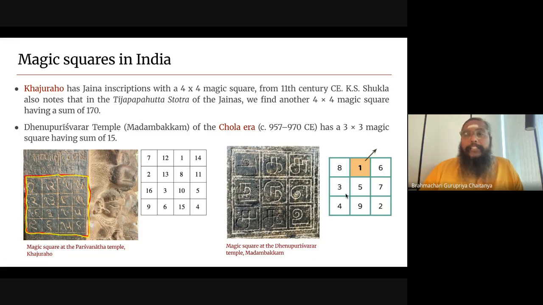This one in Chennai, in Madambakam, there's the Dhenupurishwarar temple, where you see the Tamil alphabets used to form a magic square. These are all well proven Tamil letters. This is called a Shukra Yantra, in fact. This carving goes back to at least the 10th century CE. This magic square we'll learn how to construct today.